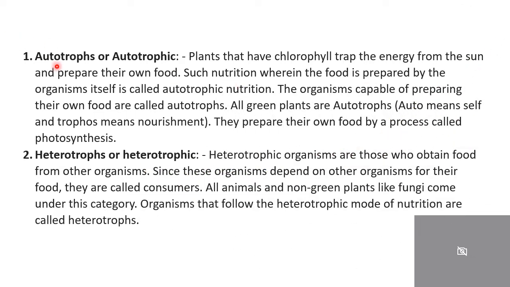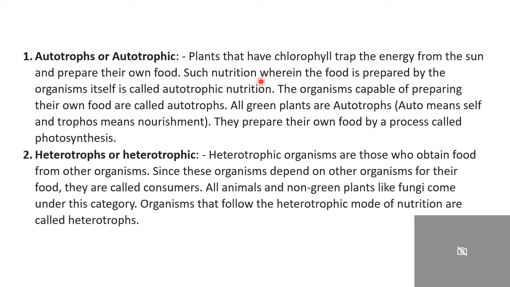First one, the autotrophs or autotrophic. Plants that have chlorophyll, be aware that all plants do not have chlorophyll. There are a few plants that don't have chlorophyll, so they cannot synthesize their own food. The plants that have chlorophyll trap the energy from the sun and prepare their own food. And you've already learned what that process is called? Yes, very true. That is photosynthesis.